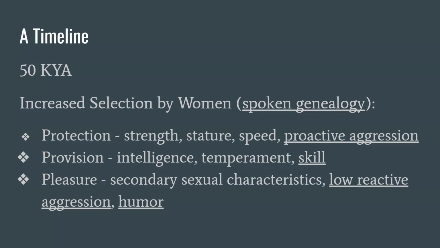So they're having these kinds of conversations, and that's going to change the way people are selecting for mates. They're going to start looking for things like proactive aggression. That's something they don't want. They want protection from proactively aggressive males. They want people with skills as well as intelligence and temperament and the indicators of those things. And they're looking for people with low reactive aggression and humor and the ability to have a good time.